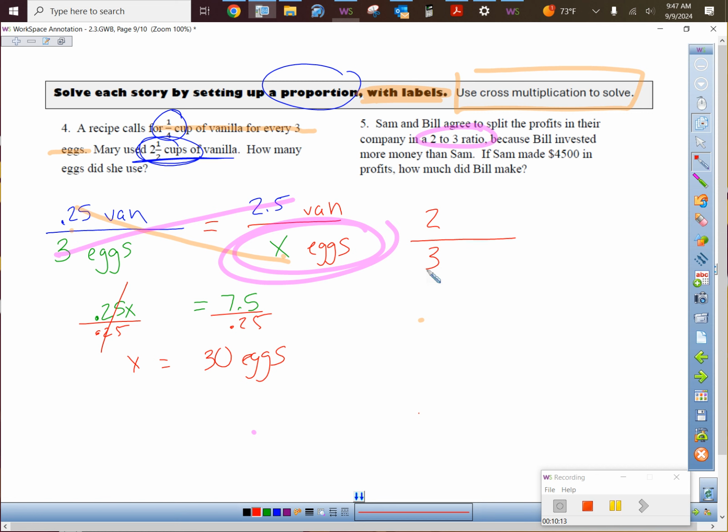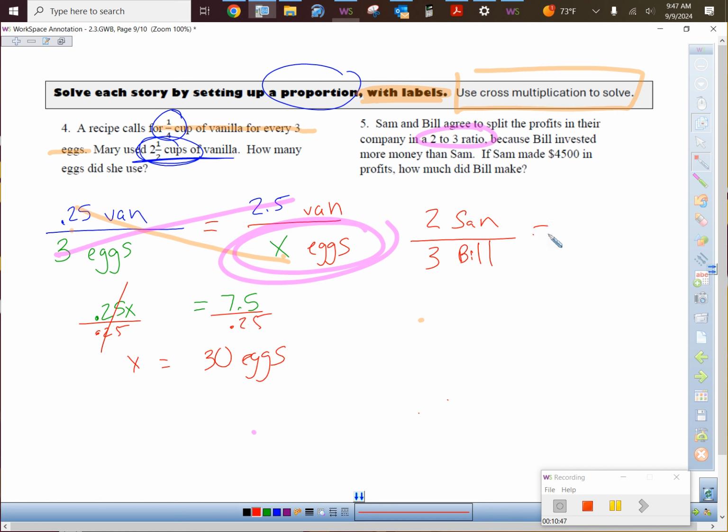Isn't one of them about Sam and one of them about Bill in that case? So how do I know which one's which? Because Bill invested more money than Sam, could you tell me why I need to put a Bill down here and a Sam up here? How did I know Bill had to go next to the 3 and Sam had to go next to the 2 when Bill invested more money than Sam? 3 is bigger than 2, right?